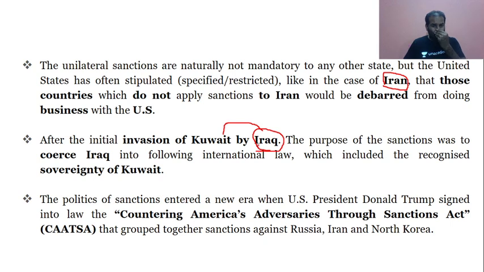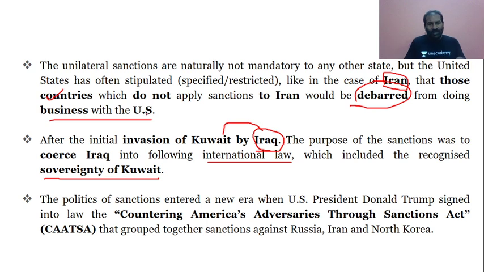Then there was a lot of pressure on Iraq to follow international law and recognize the sovereignty of Kuwait, to accept Kuwait as a sovereign independent country. In regards to Iran, they made sure to impose sanctions, and said that any country which does not abide by the sanctions put up against Iran will be debarred from having trade or business with the US.